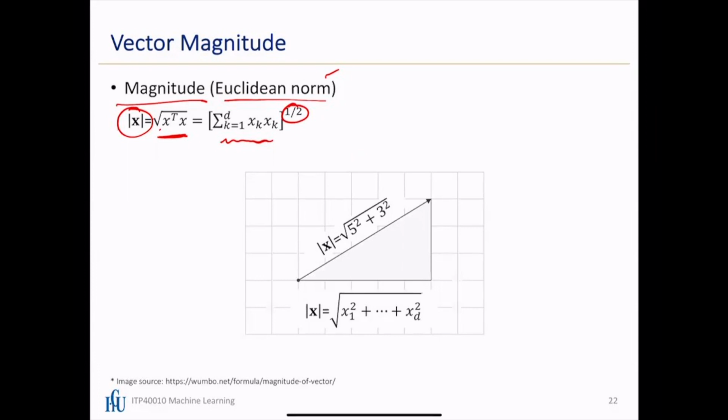Speaking of the meaning of this Euclidean norm, you must be familiar with this. Basically you have a vector, say 5 and 3. In order to calculate the magnitude of this vector, it is very simple: 5 to the 2, 3 to the 2, take the sum, take the square root.